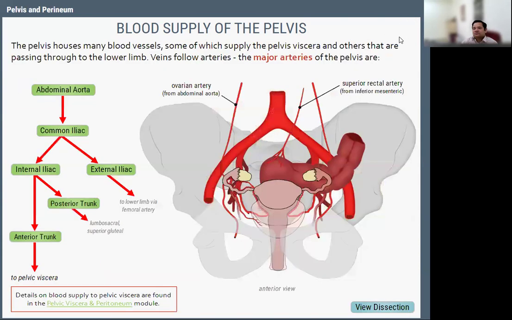So this was a short lecture about the bony pelvis and the pelvic floor. In the next part, we are going to talk about the perineum.